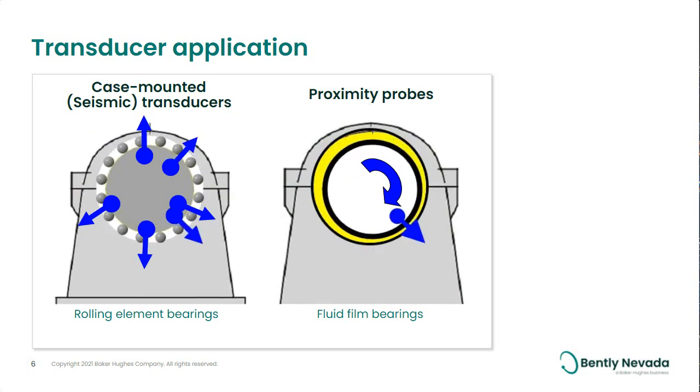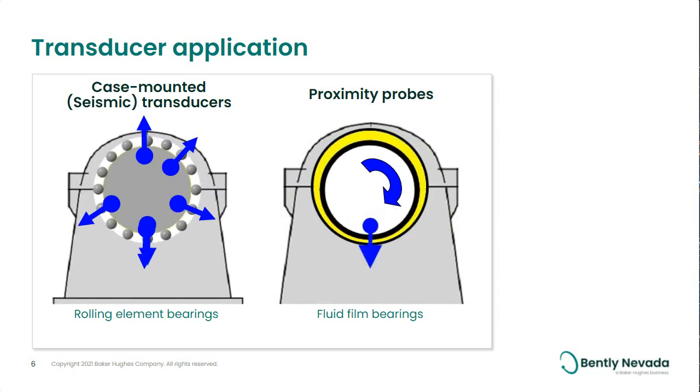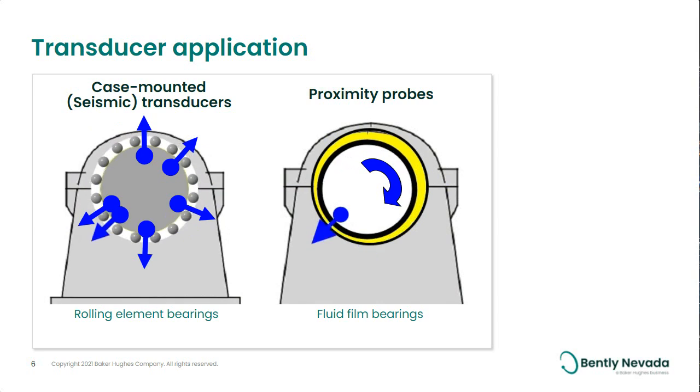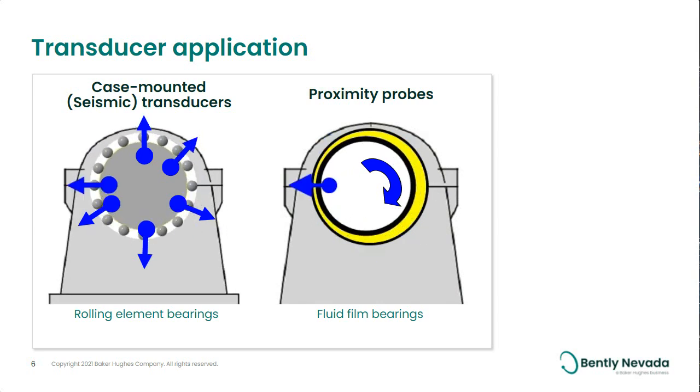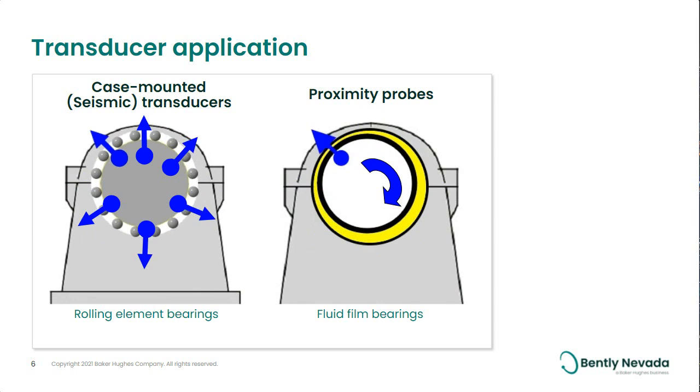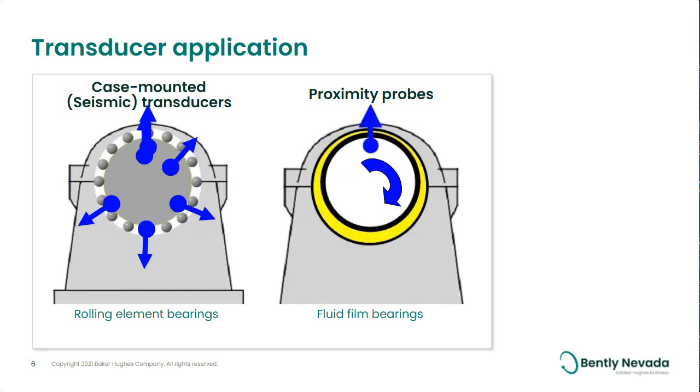Whereas if you look at the proximity probe, you'll notice that the shaft is riding on an oil wedge, and most of the vibration is absorbed by that oil wedge. There's very little vibration that's transmitted to the case. In fact, typically it's around the order of 25% or so. So in the case of a fluid film bearing, proximity probes are the best.